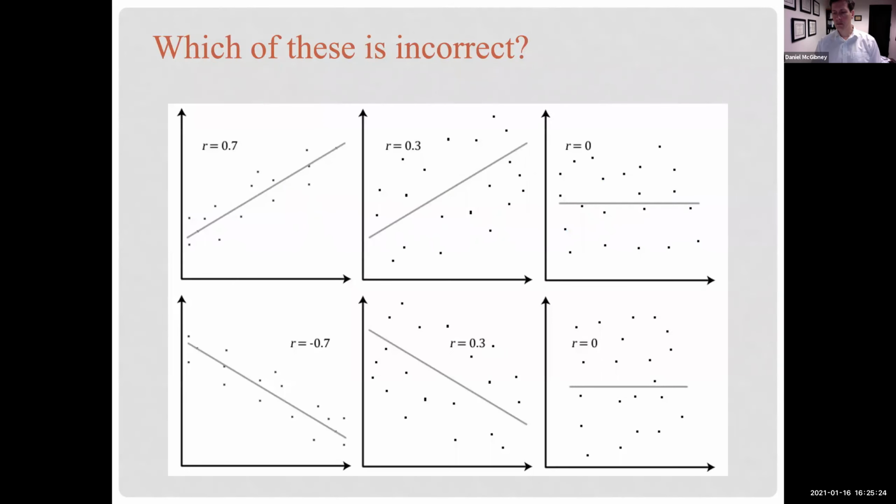So now for a pop quiz. Which of the following scatter plots and R values is correct? And which are incorrect? If you take a minute, you see that the scatter plot in the bottom middle has a correlation coefficient of 0.3. So R is 0.3, but we see that there is a downward sloping trend. So that is not what the R value indicates. So that one is in fact incorrect, with the rest of these graphs and R values being correct.